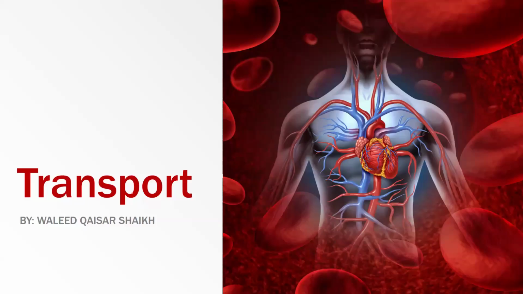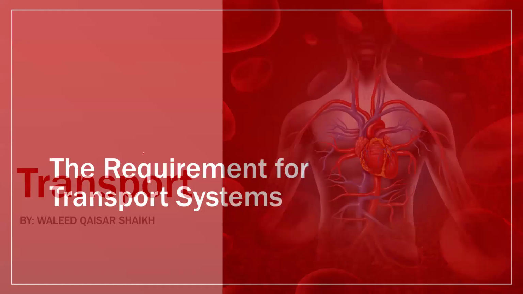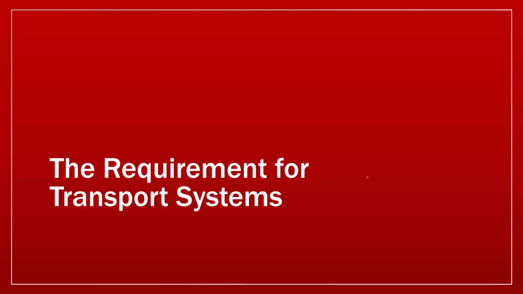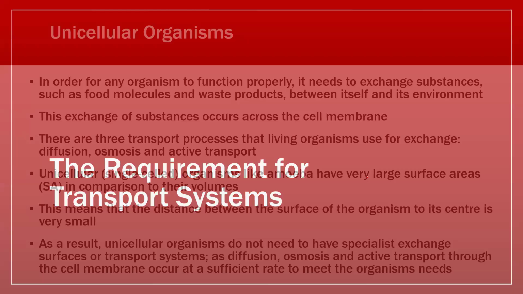So today we'll start off with the chapter transport, which is made up of two parts. One of them is transport in plants and one of them is transport in animals. So what are the requirements for a transport system? Why do we need a transport system?